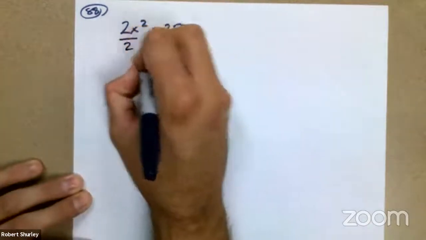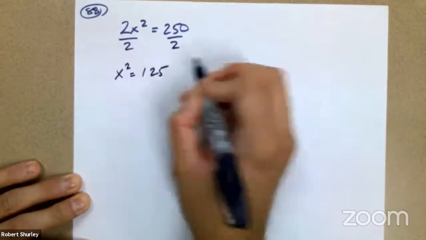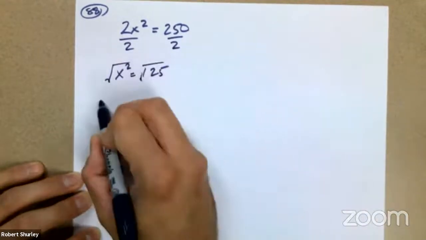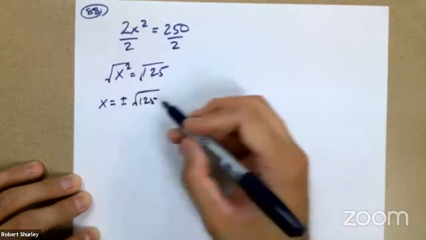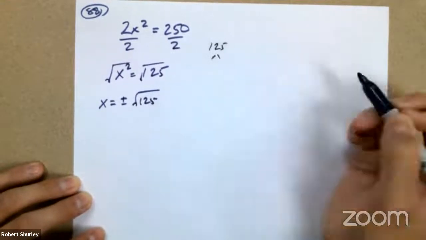All right, let's see. Divide by 2. We've got to get the square by itself, and we get 125. Take the square root, so I'm going to do this kind of in one step. We'd have x equals plus or minus the square root of 125. It's not negative, so I don't have to bring the i out. So let's bring down the 125.